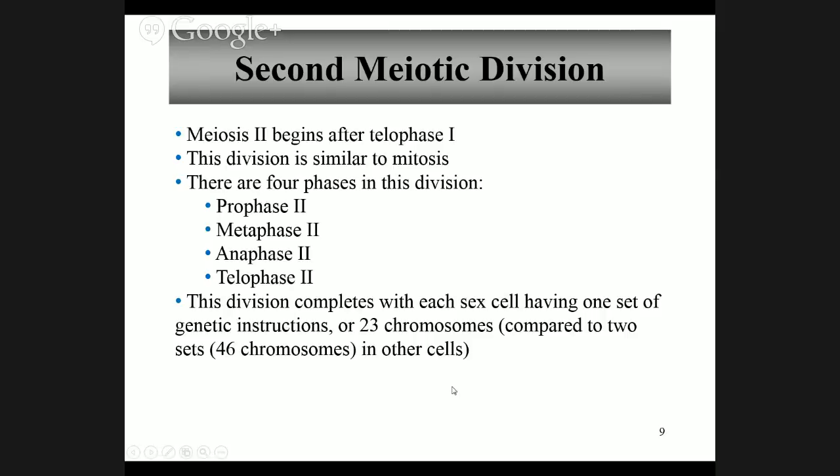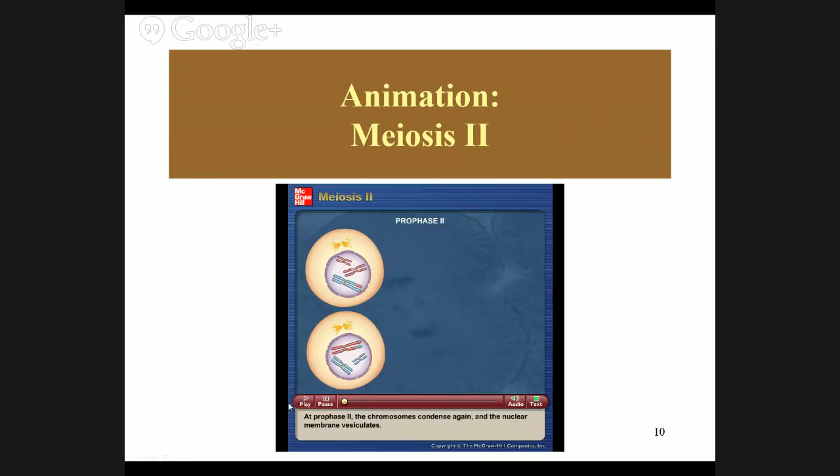Okay, let's talk about the second meiotic division. Meiosis 2 begins after telophase 1. The division is similar to mitosis. Again, there are 4 phases in this division: prophase, metaphase, anaphase, and telophase. This division completes with each sex cell having one set of genetic instructions, or 23 chromosomes, compared to 2 sets in other cells. And here's an animation on meiosis 2.